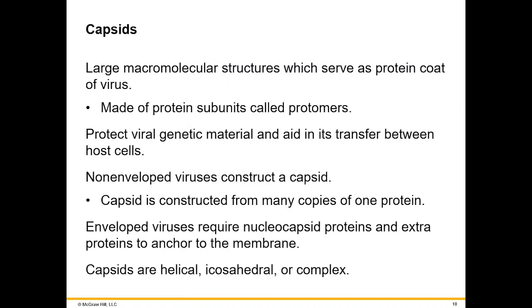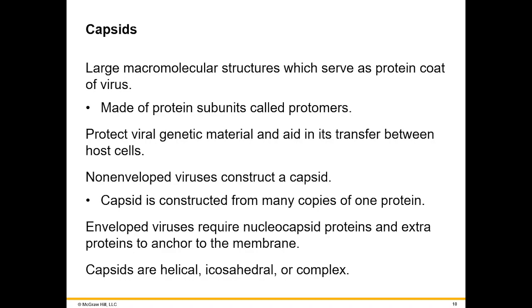So let's look at the protein coat, which is their capsid. So the capsid is a large macromolecular structure which serves as the protein coat of this virus. They are made of protein subunits called the protomers. So they protect the viral genetic material and aid in its transfer between host cells. So non-enveloped viruses construct a capsid. A capsid is constructed from many copies of a single protein, and that is actually one of the reasons why they are quite symmetrical.